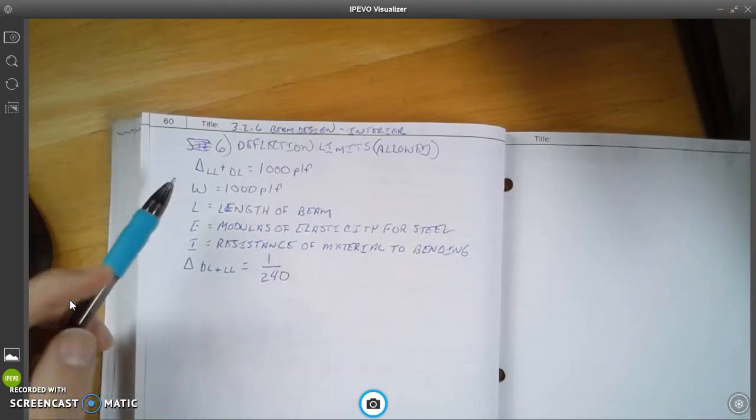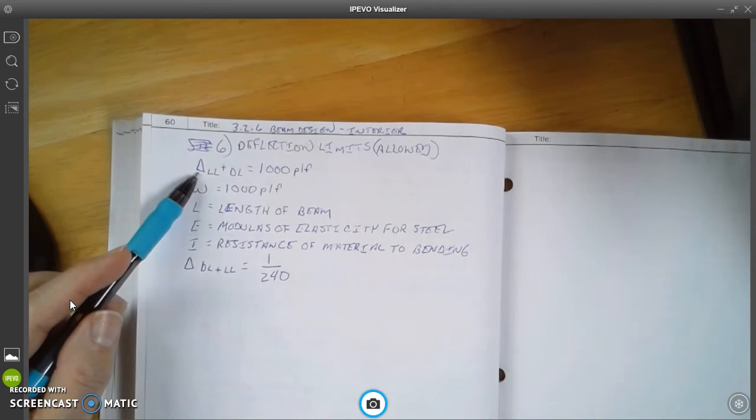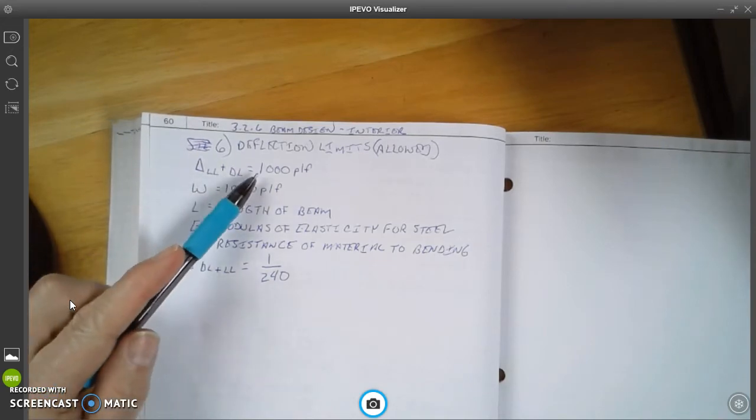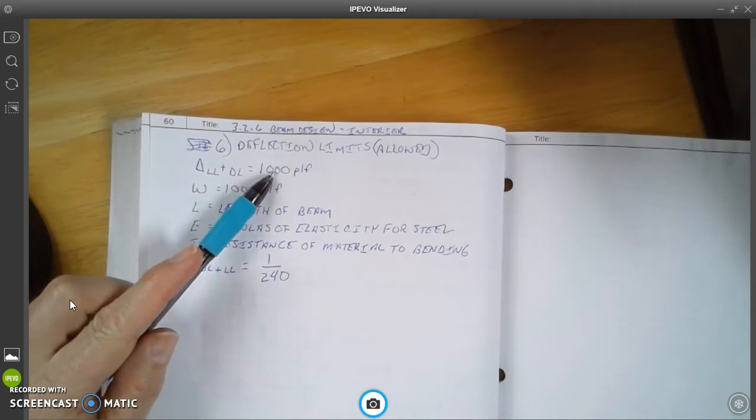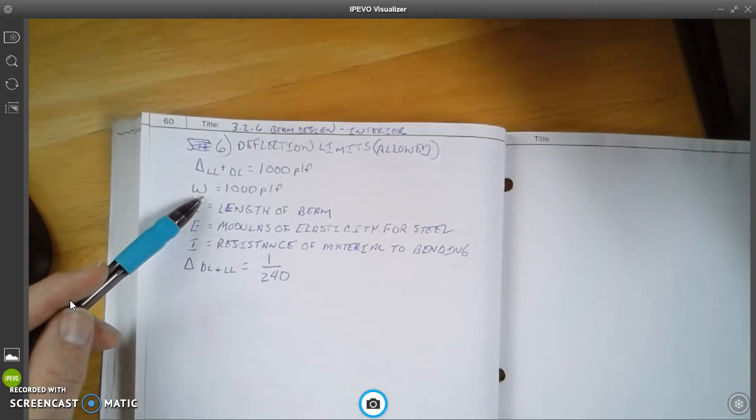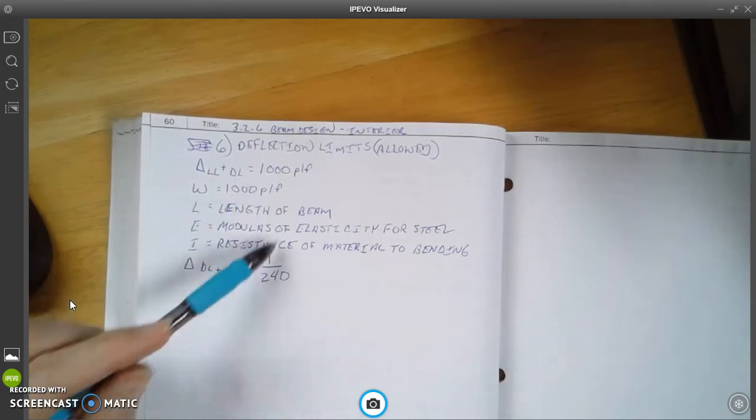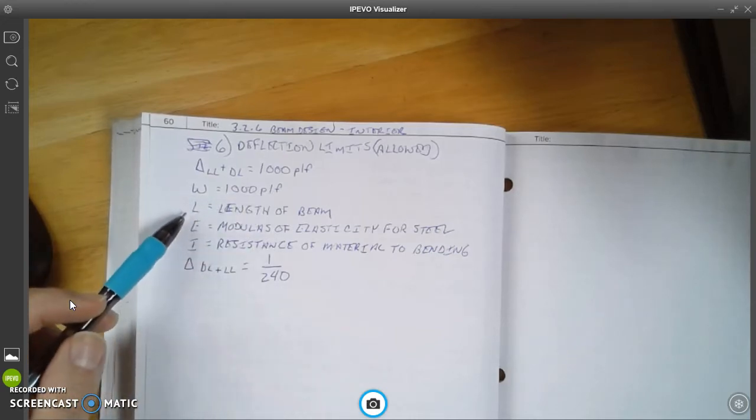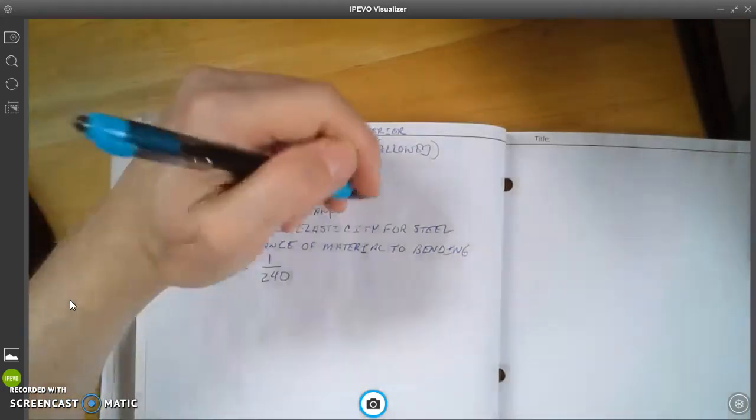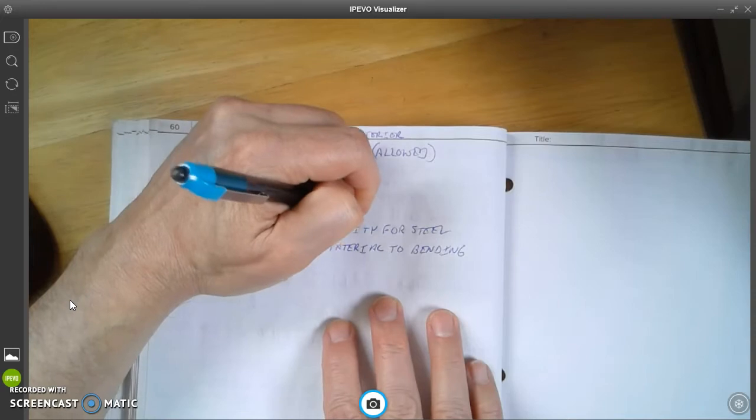So the first thing is, remember that our live load plus dead load, when we did the calculation for that, we ended up with 1,000 pounds per linear foot. So our uniform load is going to be 1,000 pounds per linear foot. L is the length of the beam, which we know is 18 feet.